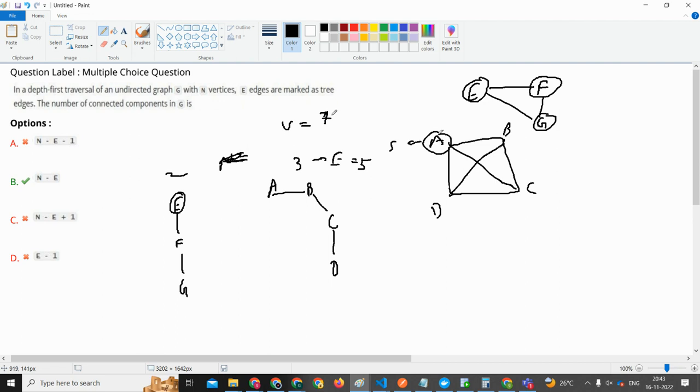So we'll have to do what? 7 minus 5. Yeah, it is correct. 7 minus 5 is 2. Yes, it is correct because that is actually giving us the number of components that we have, right? That was the total number of vertices.